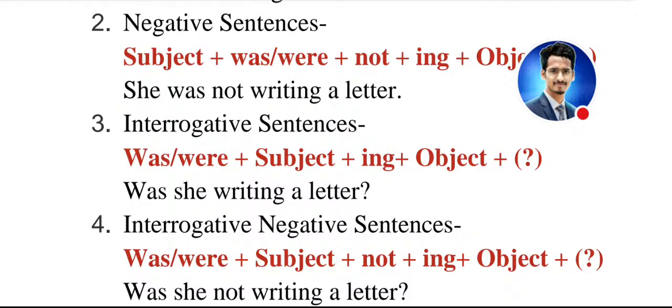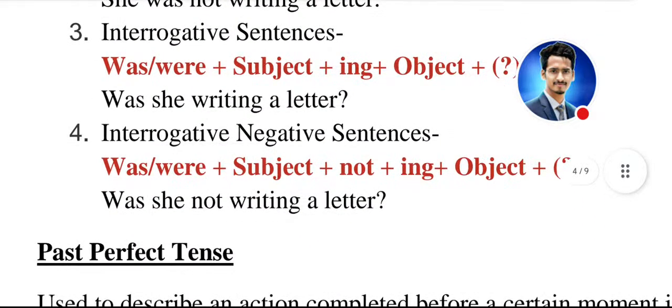Interrogative sentence: was, were will be added first in the sentence for making an interrogative question, because was, were is the auxiliary verb here. So, was she writing a letter? And then the interrogative negative sentence. So for interrogative we will use the auxiliary verb at the first, then the subject. Then for the negative we will use not in the sentence after the subject, then verb plus ing. So, was she not writing a letter?